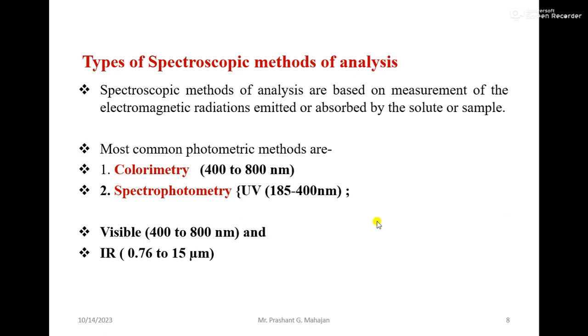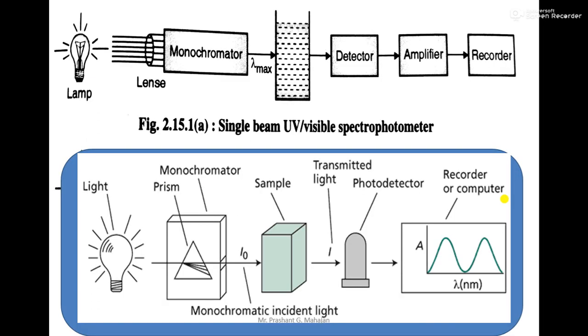Next is the instrumentation of spectrophotometry. It has 6 components. First is source, second is monochromator, third is sample cell, fourth is detector, fifth is amplifier, sixth is recorder. You can see in the diagram: source, then monochromator, then sample cell, detector, amplifier, recorder.